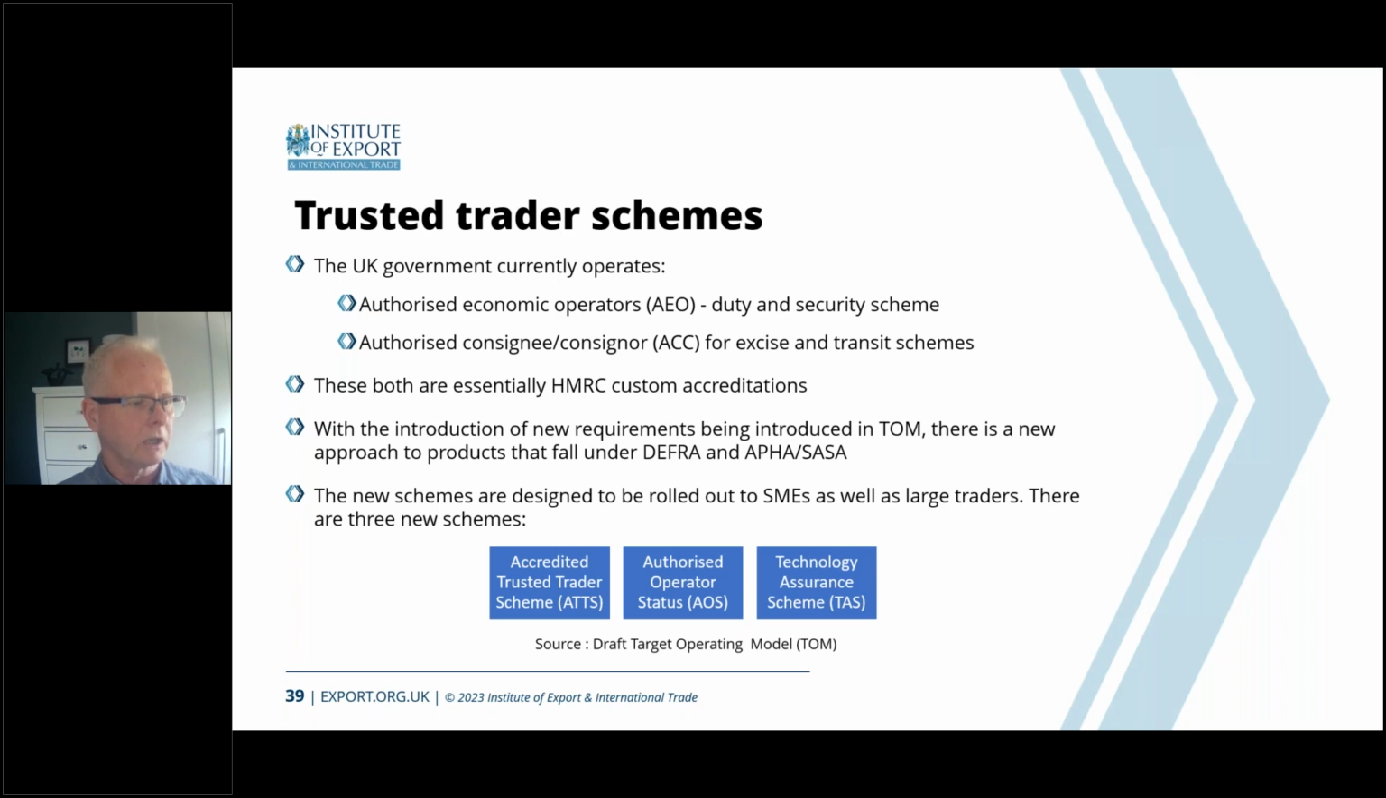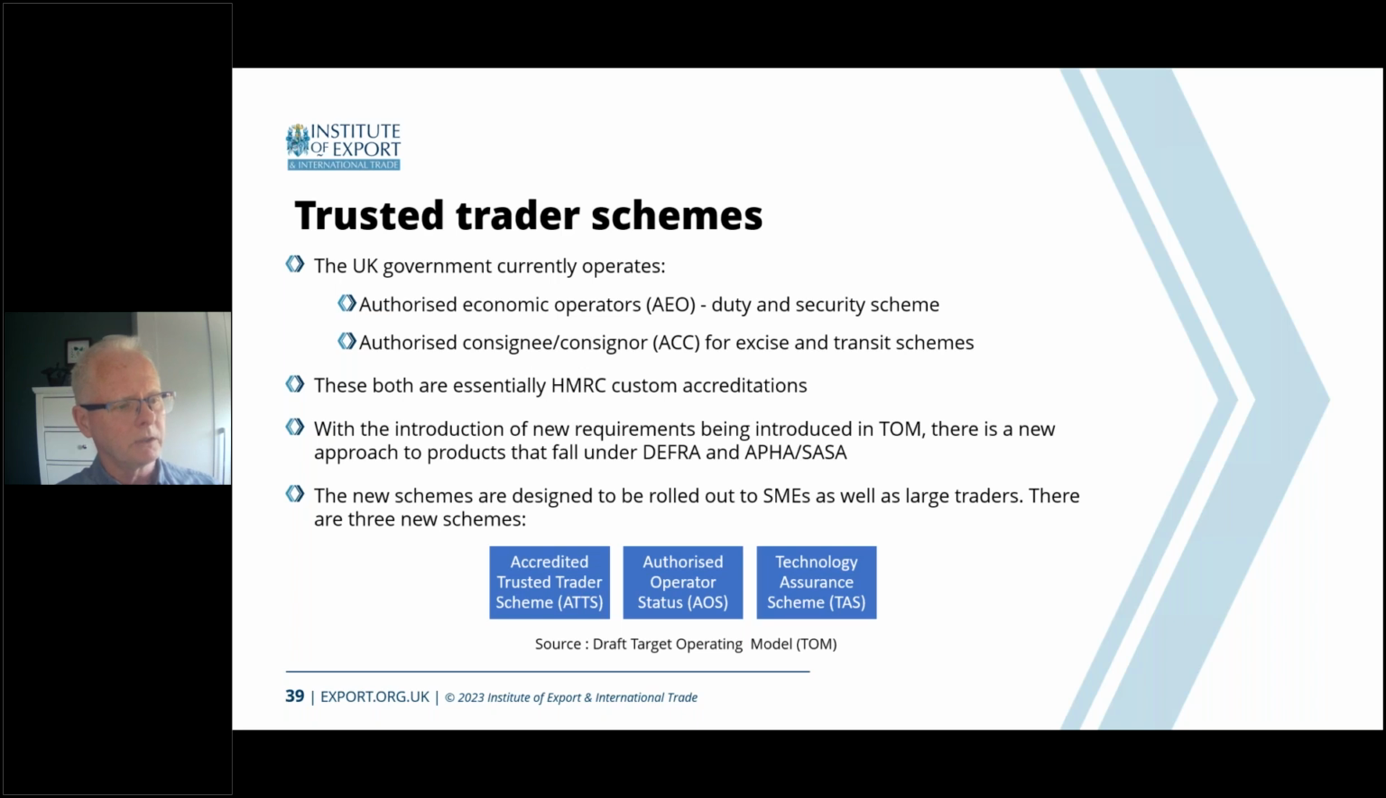The AEO and the accredited customs consignor are for export and transit movement. Both of these are essentially HMRC customs accreditations, so they are audited by HMRC. With the introduction of the TOM, this will now be the approach. It comes under DEFRA and Port Health authorities, and they have introduced it still in conjunction with HMRC, not ruling it out, so they will work collaboratively with the Border Force and the customs agencies.